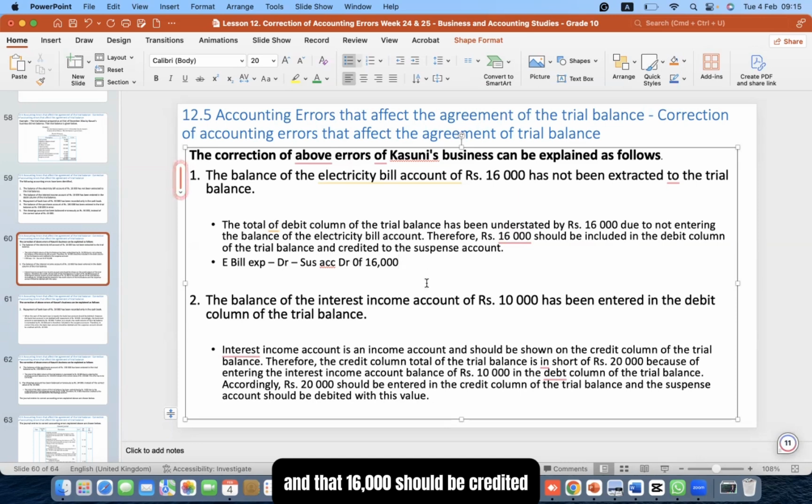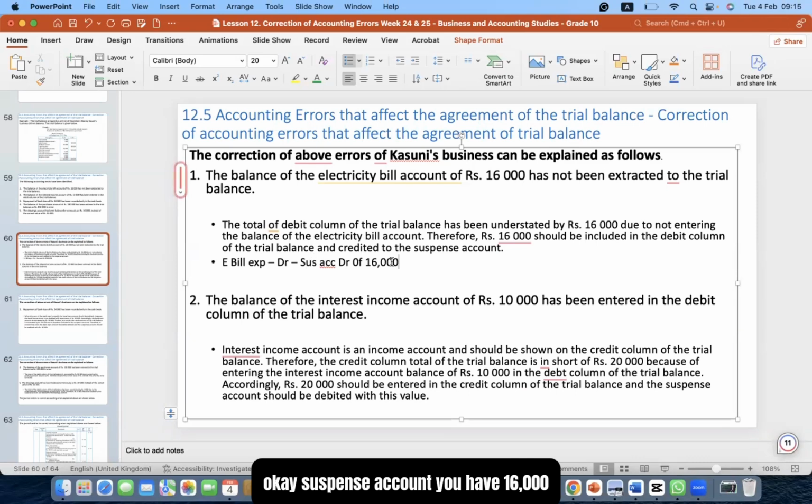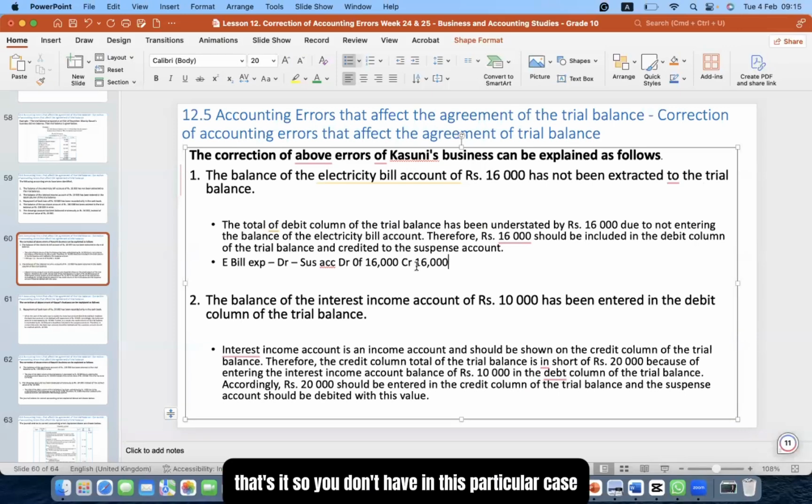And that 16,000 should be credited. Now you should clear off your suspense account. So what you can ideally do is credit the suspense account by 16,000. Okay, that's it. In this particular case, you do not have any error in the ledger account. You only have to correct the suspense account by reversing the balance in the suspense account. So take a couple of minutes and write this example. Meanwhile, I'll pause the video and ask you a few questions.